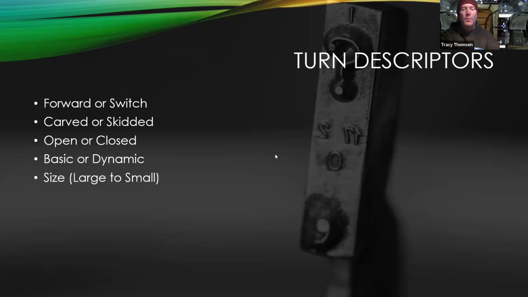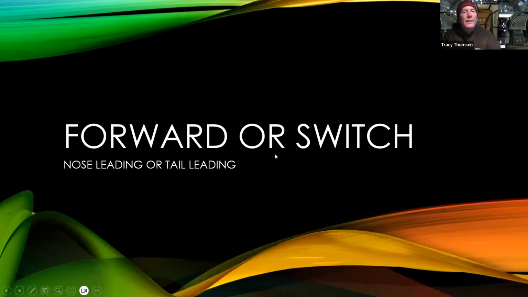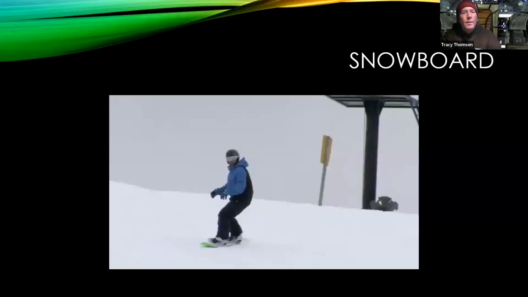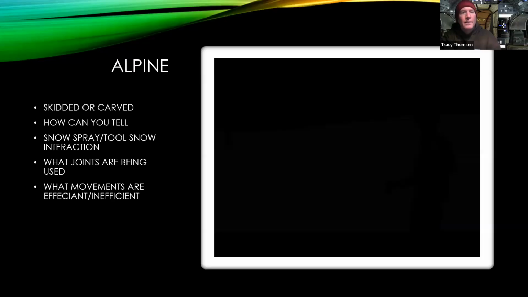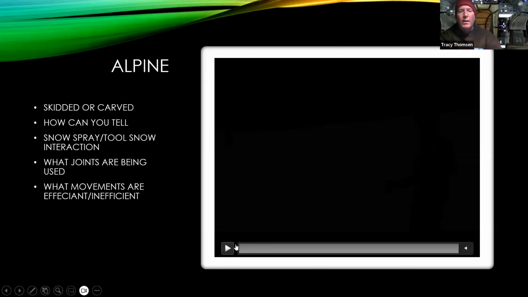Let me move the slides to the next stuff. We'll pick this person right here. Some things to think about when you're looking at the tool itself: is it actually skidded or carved? What clues lead you to be able to see that? Tool-snow interaction is a big one, and then moving up into what joints are creating these movements, and what you see as efficient or inefficient. So I'll play this video for everyone.